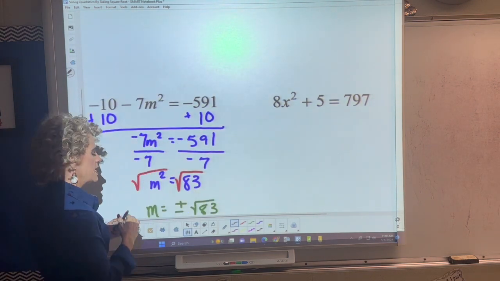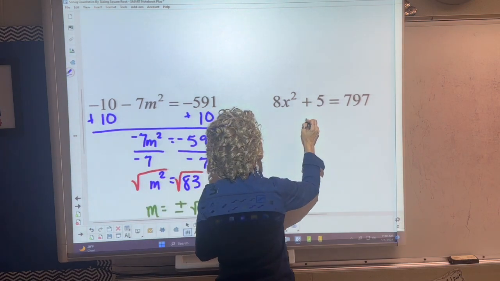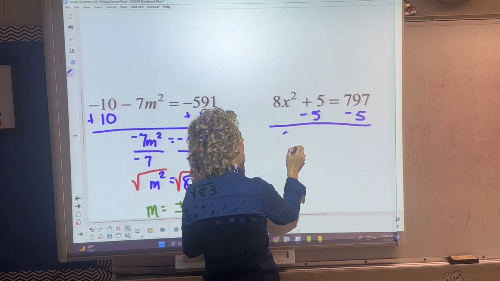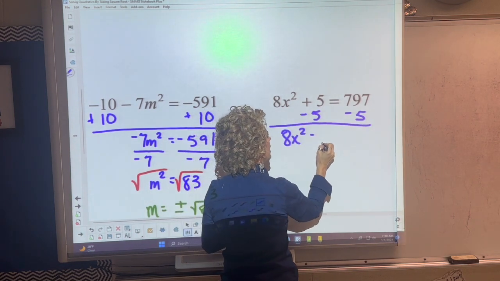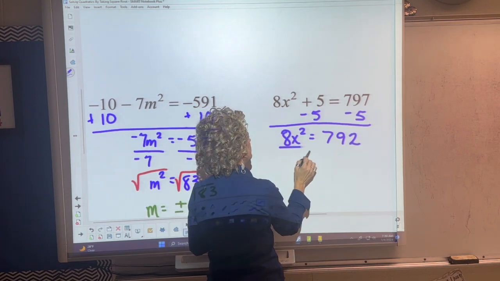Now, if I come over here, I'm not sure how it is. It doesn't really matter. I'm going to subtract 5 from both sides because I want to isolate x. I get 8x squared equals 792. Okay, I'm going to divide by 8.